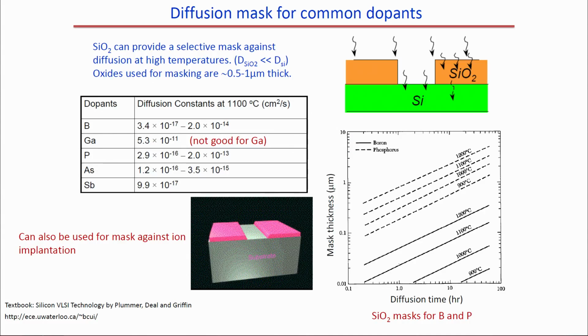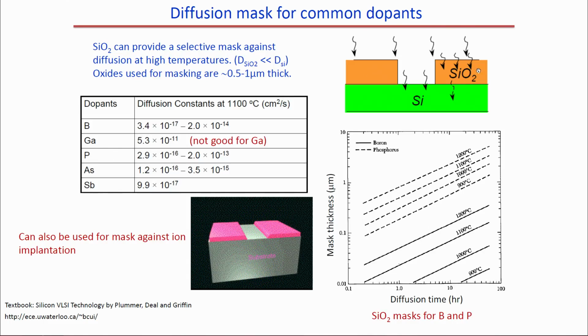So, the use of a diffusion mask for common dopants is that it will not allow the dopant to enter through the diffusion mask, and this diffusion mask can be designed using silicon dioxide, as you see in the figure.